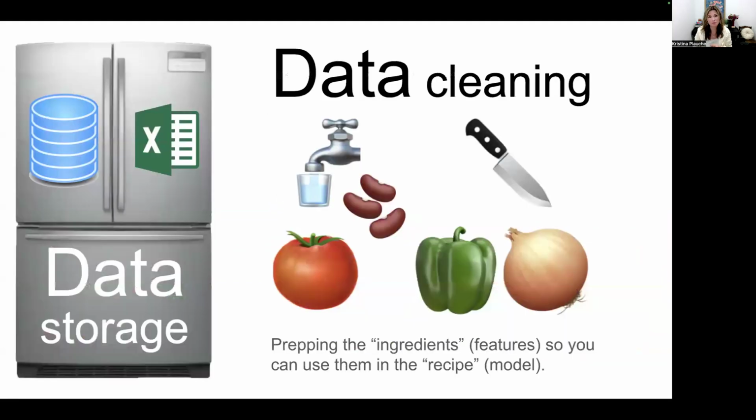crystal ball. Now, those chili ingredients are stored in a fridge or pantry, just like data is stored in a data warehouse or database or Excel spreadsheet. And then data cleaning is like prepping the ingredients before using them in the recipe. So tomatoes need to be washed, beans need to be soaked, and onions need to be peeled. In the same way, raw data often needs preparation before it can be used effectively in models.